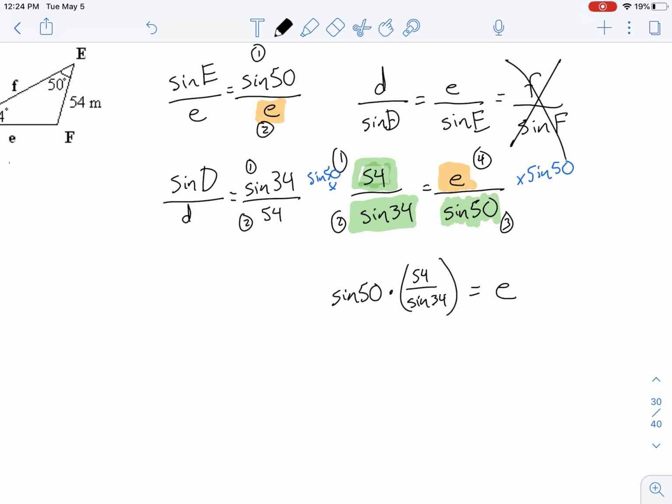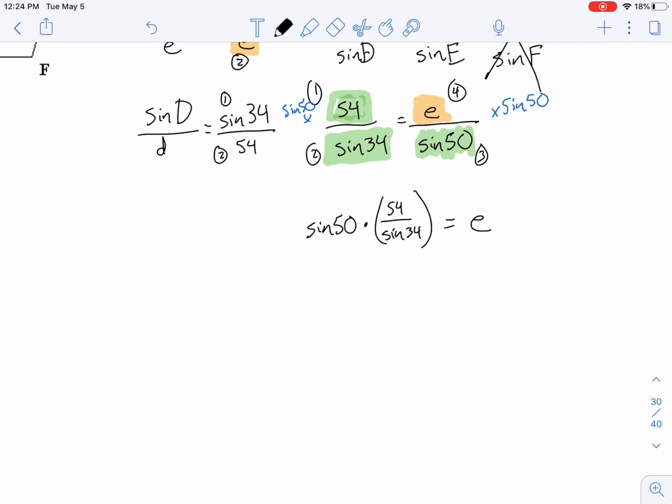Now this is just calculator work. In your calculator, in one step, don't try writing out all these decimals. Type in sine 50 times, some of your calculators will just do 54 divided by sine 34, depending on how your calculator works. Notice that technically this is over 1, so this whole thing is the same as saying sine 50 times 54, so I just multiplied my numerators, divided by sine 34. Some of your calculators might be easier to type it in like that. So 54 times sine 50 divided by sine 34.